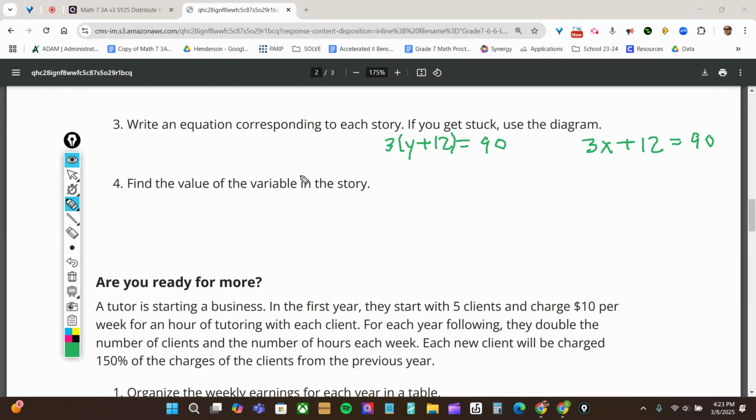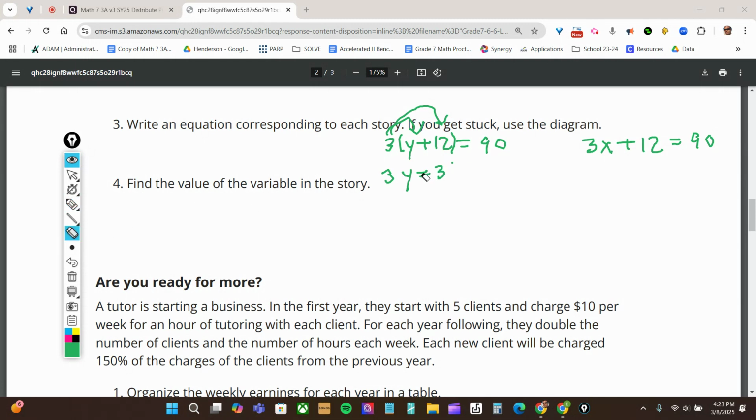Alright, pause it and work these out. Boom. Alright, assuming you did that, and we're gonna distribute.